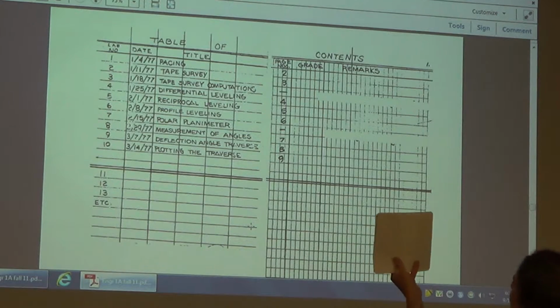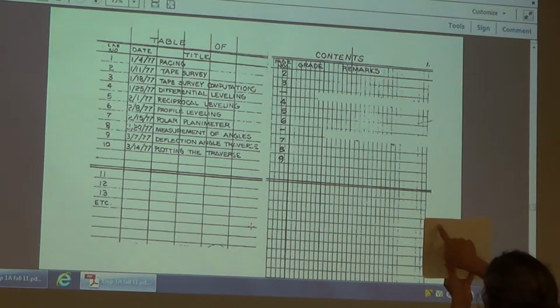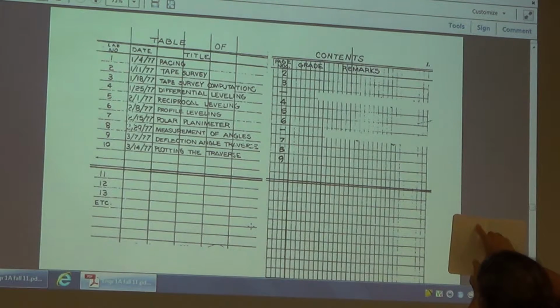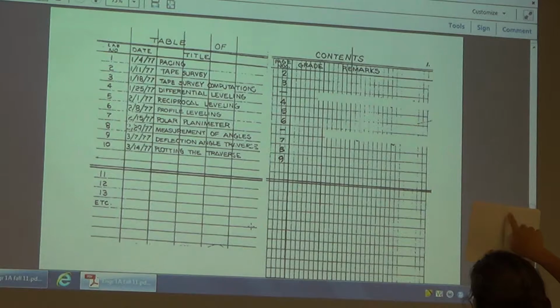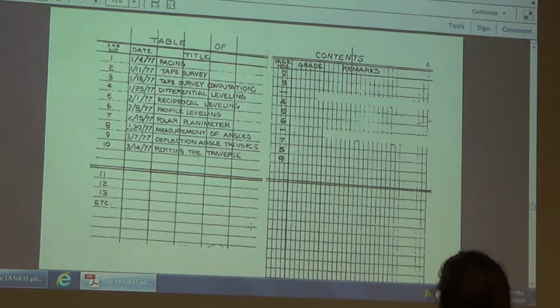So, you wanna now put the headings. The first column is lab number. Second column is date. The next 4 columns is title. The column over here is called page number, grade, and remarks. So you're putting the table of contents down and you're putting the first row down, which is the column headings.